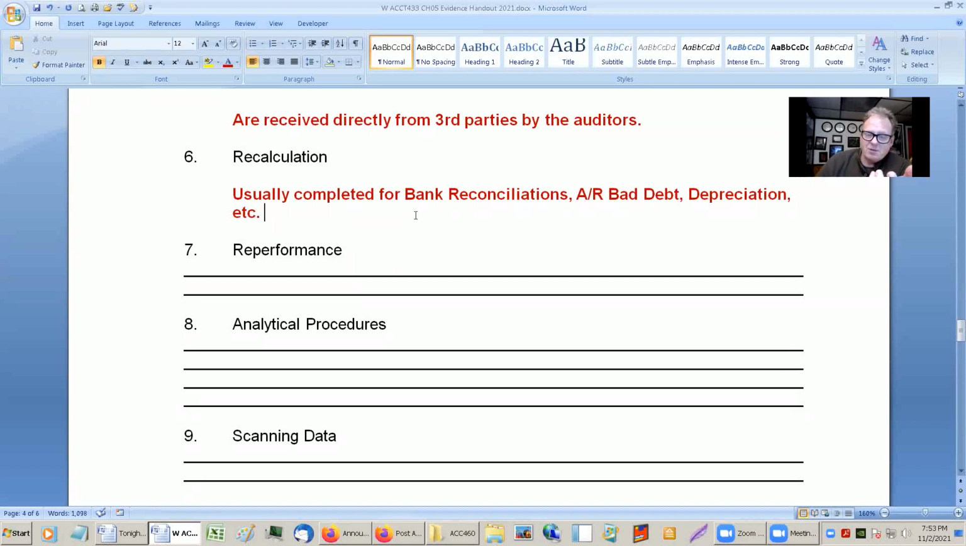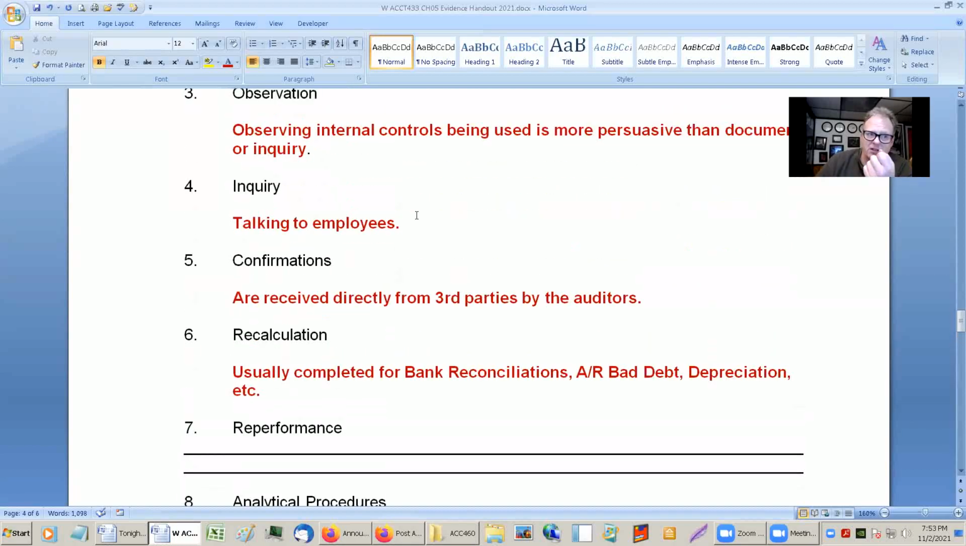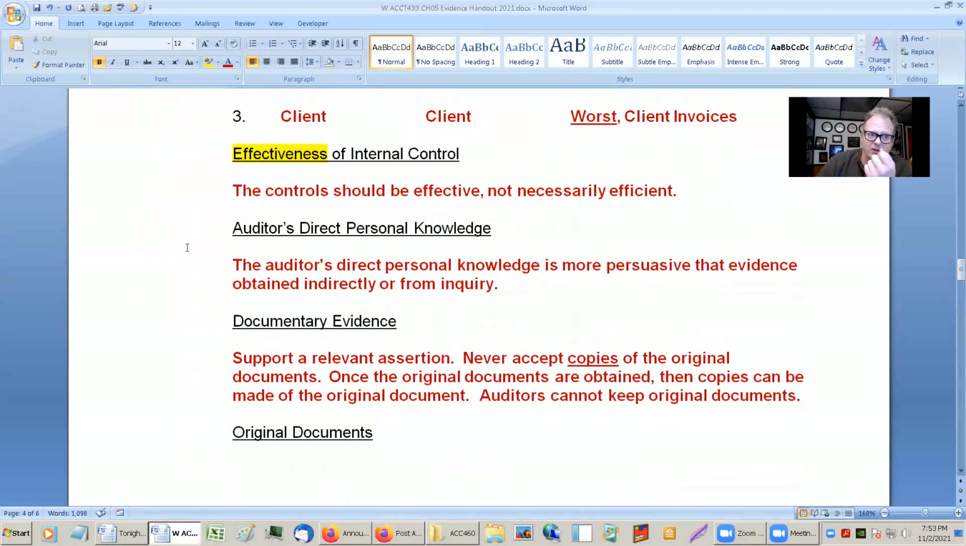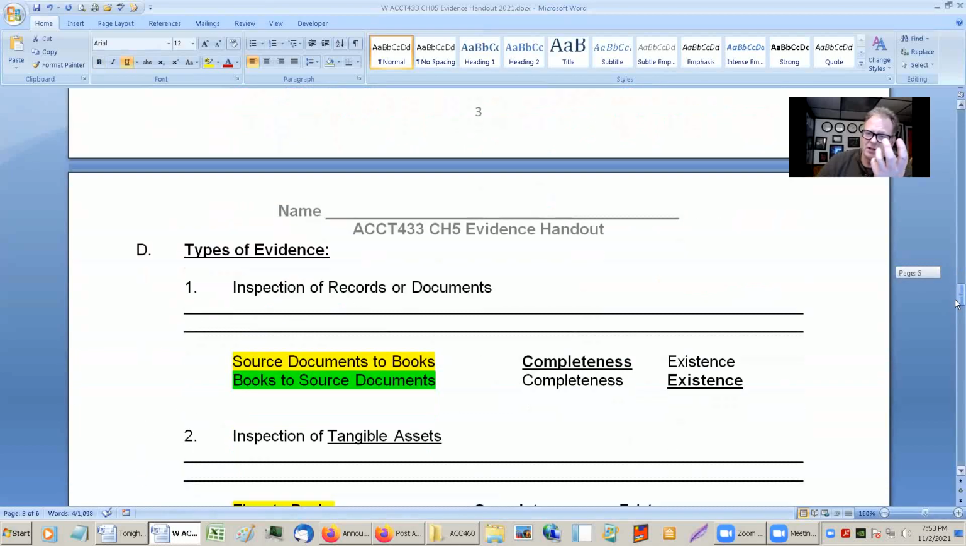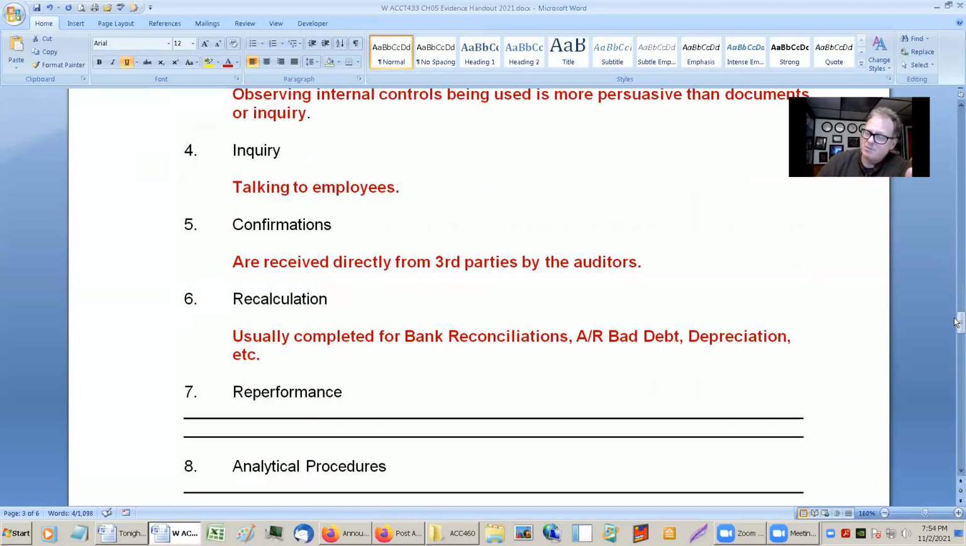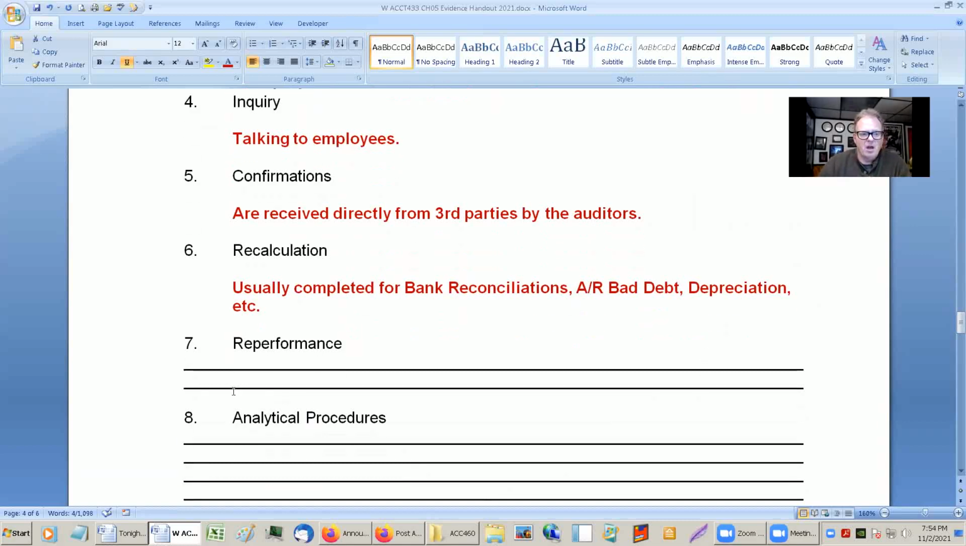And this is good evidence because this is from your own personal knowledge. It's more persuasive for me to do the bank reconciliation than to see the client's bank reconciliation, right? It just kind of intuitively makes sense. If I did the bank reconciliation, that carries more weight than their bank reconciliation because my own personal knowledge went into how to do it. Reperformance is similar, but usually you're reperforming the controls.